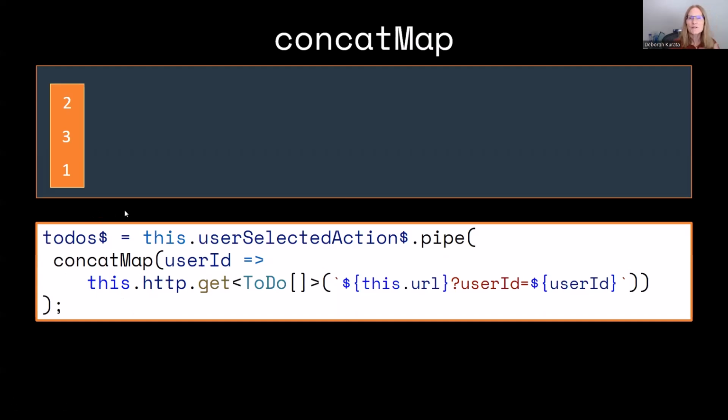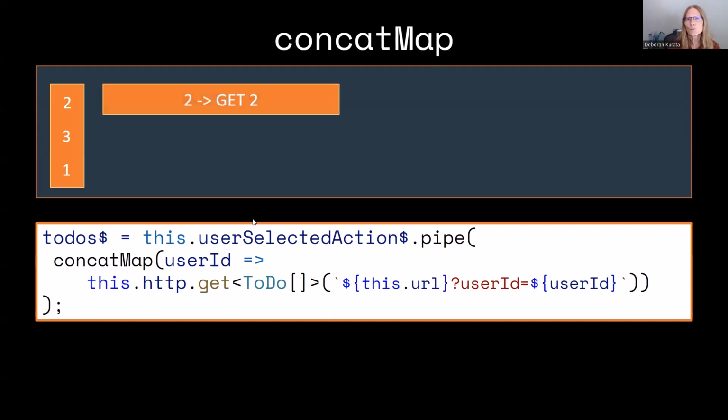Now, in this case, we get into the office and we pick the second user from that list to get their to-dos. And then we realize that wasn't who we wanted to look at. So we pick the third one. So that's what these numbers mean. We pick the second user, then we pick the third one, then we realize that wasn't right either. We really wanted the to-dos for the first one. So we've rapidly picked the second user, then the third user, then the first user. So what is this going to do if we use a concat map here?